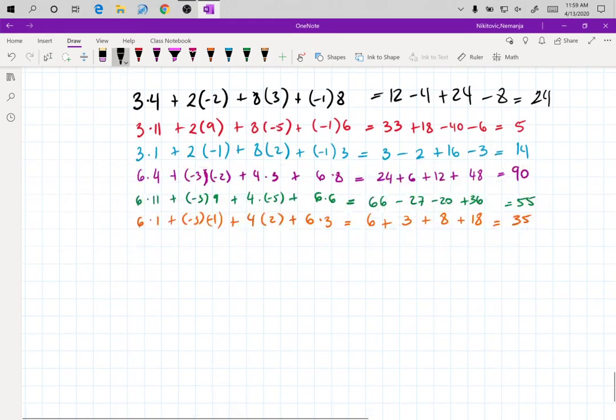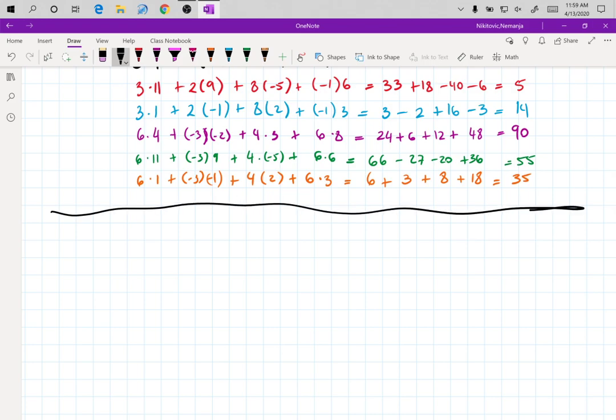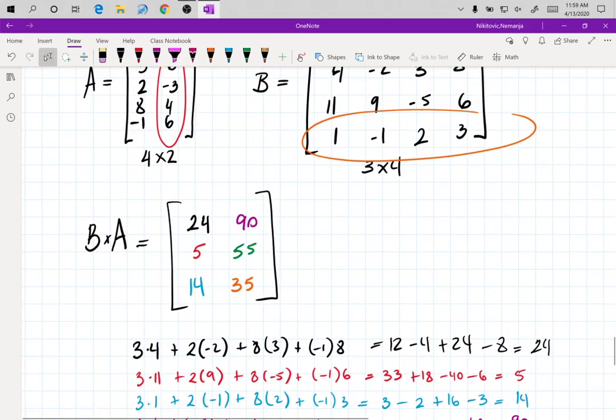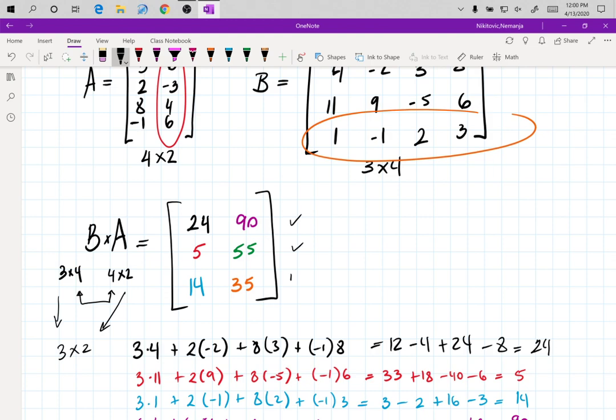Okay, let's do another example so it's not backwards. Oh, by the way, B was 3 by 4, A was 4 by 2. You see how these are the same? Remember that was required? And look at the answer. Three rows, 2 columns. That always has to match. So the inner ones have to be the same. The outer ones give you the size.